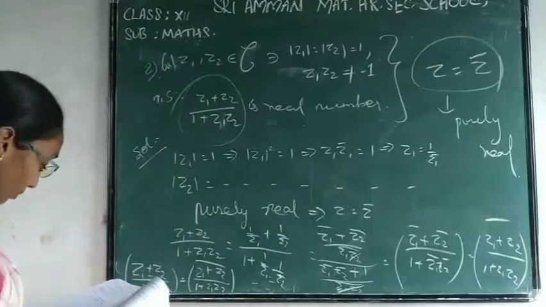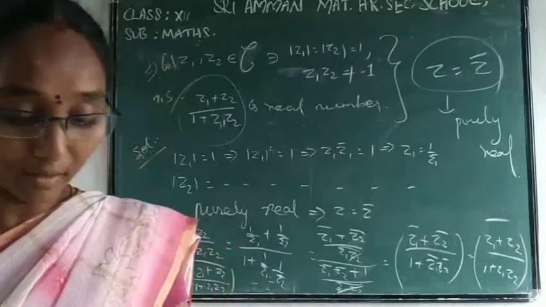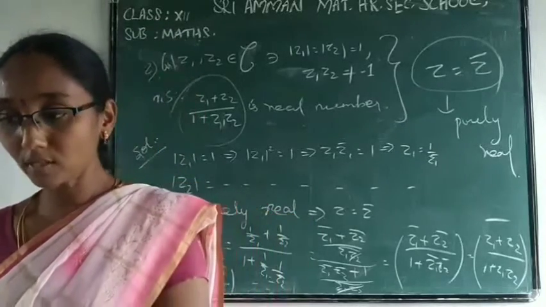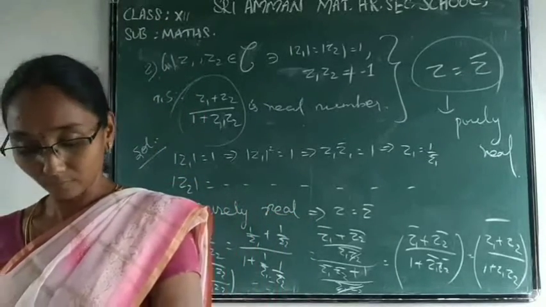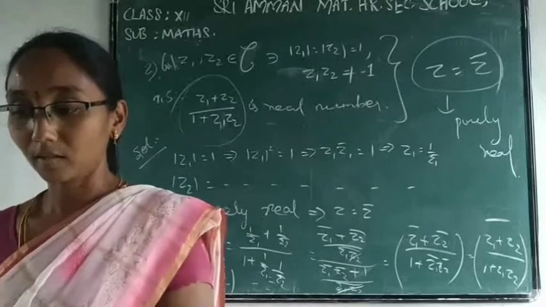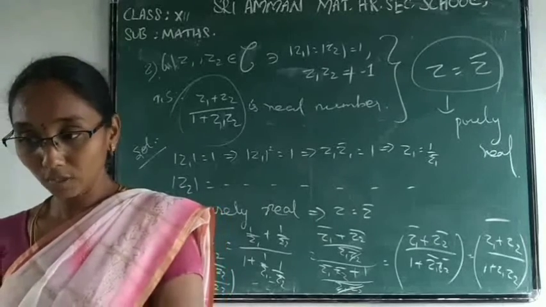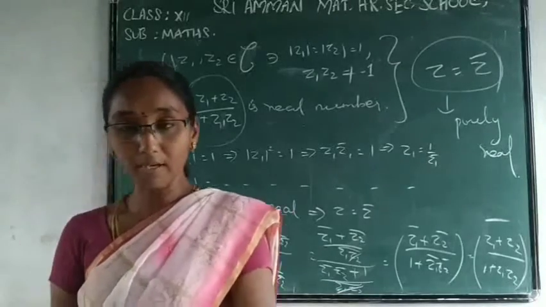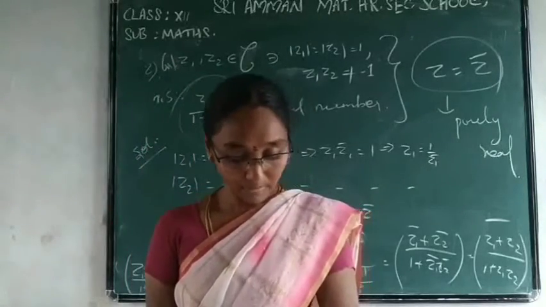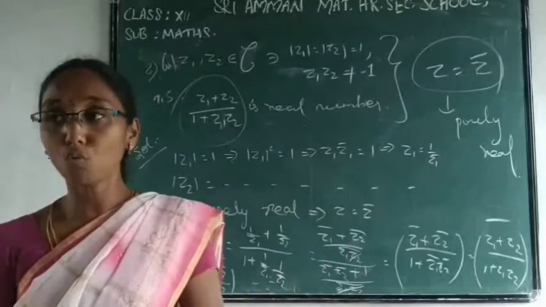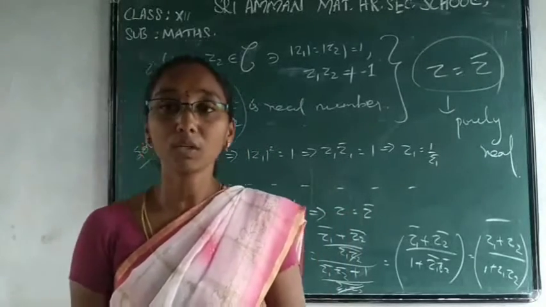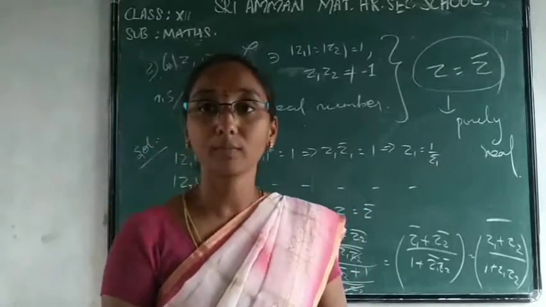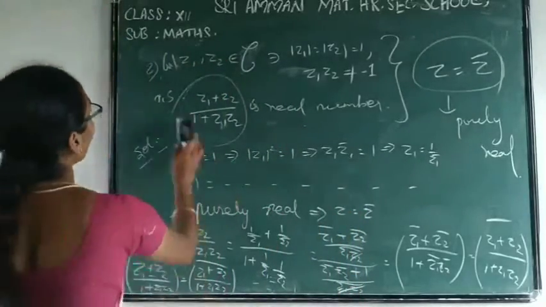Next. Which one of the points 10 minus 8i, 11 plus 6i is closest to 1 plus i? Let us consider 1 plus i as z1.